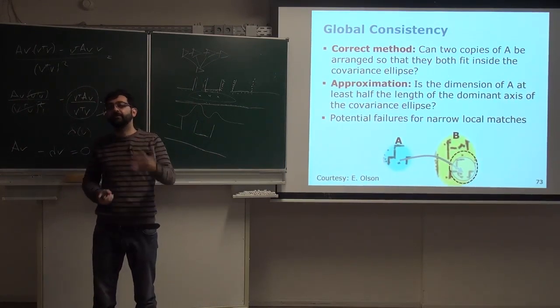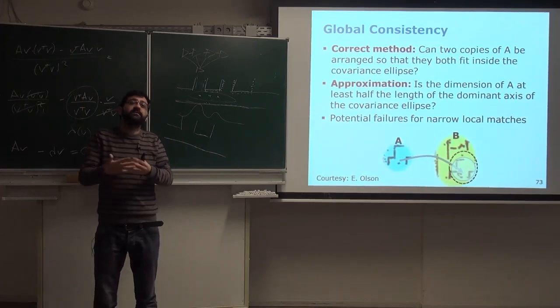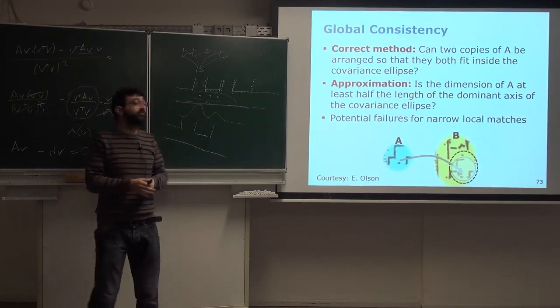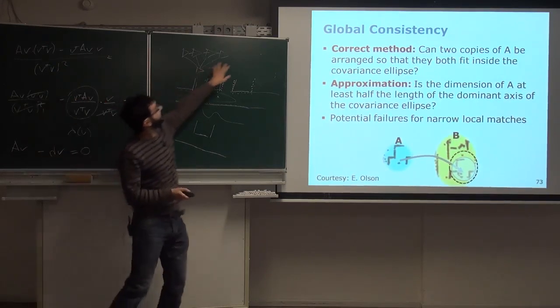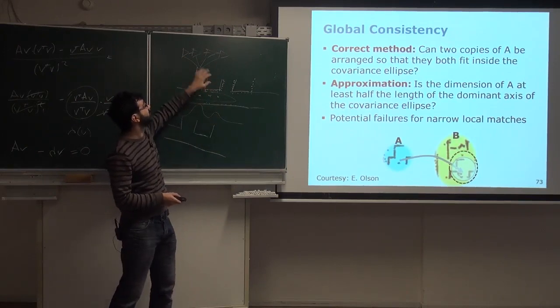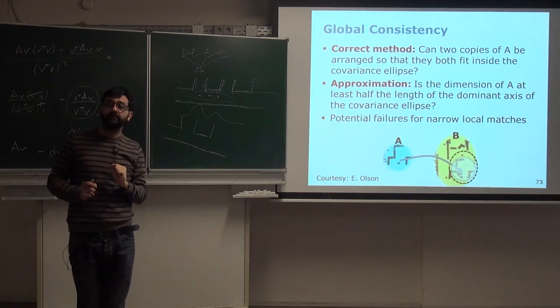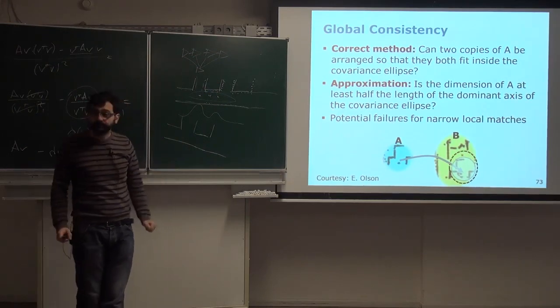But in principle, the idea is to try to find some very quick way of saying, is this big enough? And big enough is like the area spanned by this local match with respect to the area spanned by the uncertainty. Okay? And that's what we're trying to do.